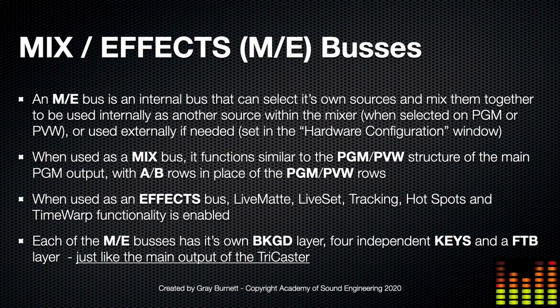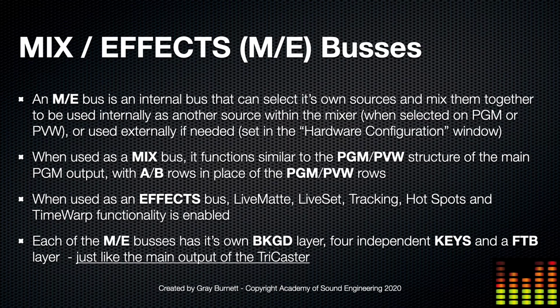An ME bus is an internal bus that can select its own sources and mix them together to be used internally as another source within the mixer when selected on program or preview, or used externally if needed, which is set in the hardware configuration window. When used as a mix bus, it functions similar to the program preview structure of the main program output, with A/B rows in place of the program preview rows. When used as an effects bus, live matte, live set, tracking, hotspots, and time warp functionality is enabled.